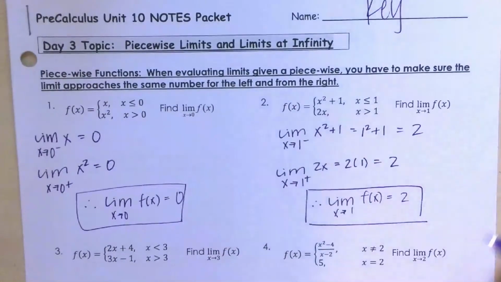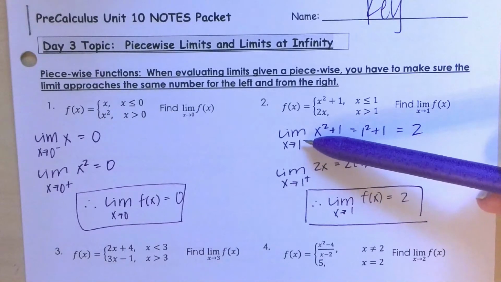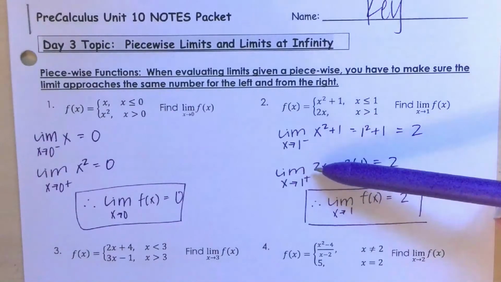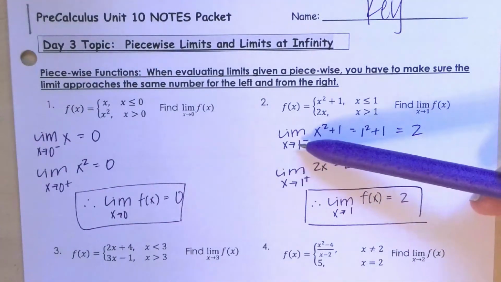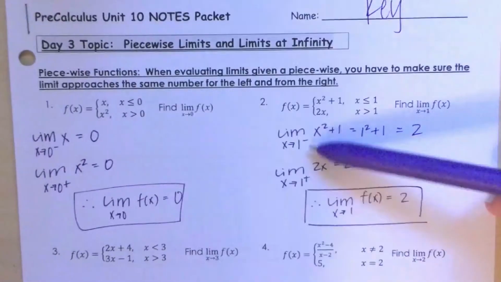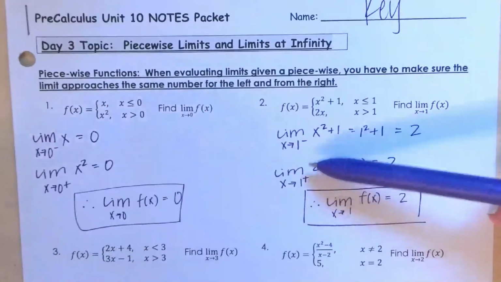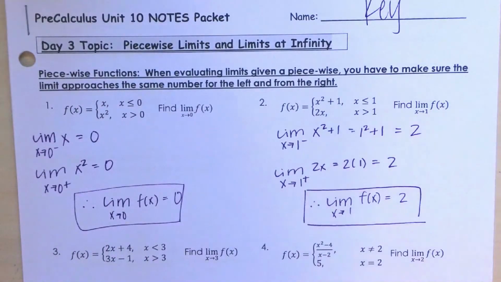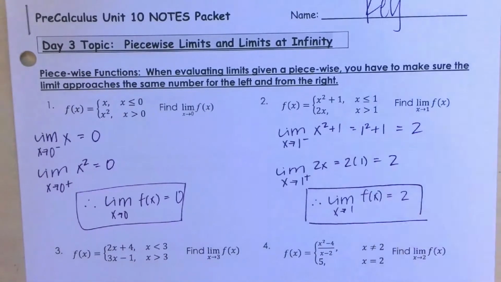Something really important that a lot of students might mess up: this little negative, this exponent, only indicates if it's the left or the right. So when you see this negative, don't think that you need to plug in a -1. You're still just going to plug in a 1. The negative or the positive just tells us which side we're approaching that x value from if we were looking at a graph. So make sure to be careful about that, because if you were to plug in -1, we would not be getting the right answer.